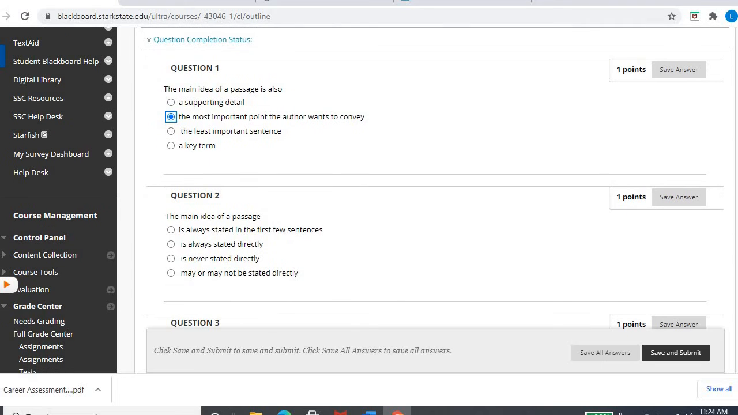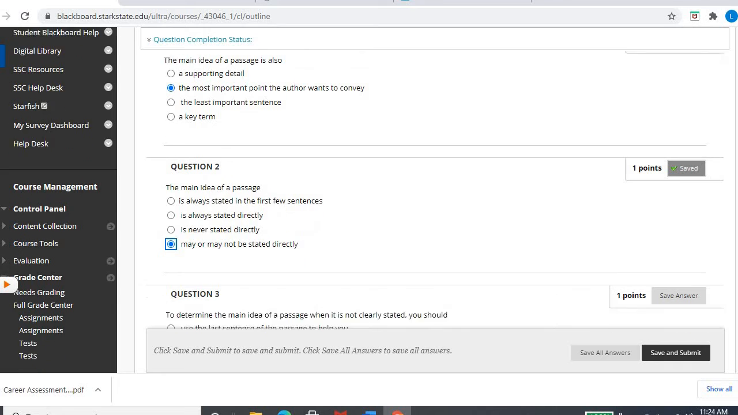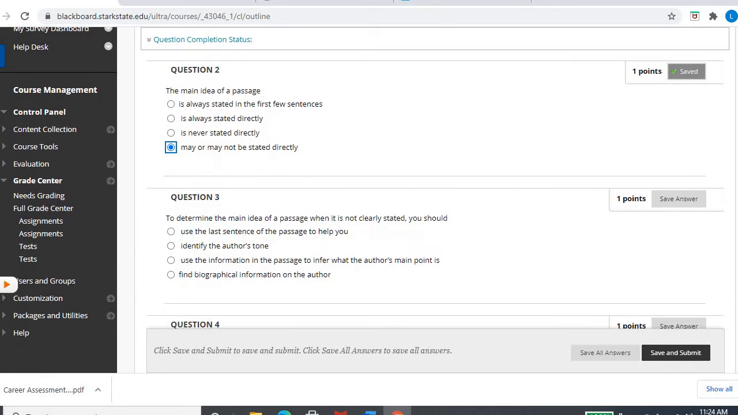So the main idea of a passage then, kind of continuing with that same thought, we talked in the previous video that main ideas sometimes are the first sentence of the paragraph, sometimes they're the last sentence of a paragraph, sometimes they are implied, which means you as a reader have to come to your own conclusion. So they may or may not be stated directly, and it's up to you to determine based on the paragraph details and information.